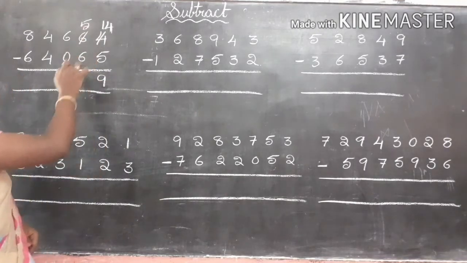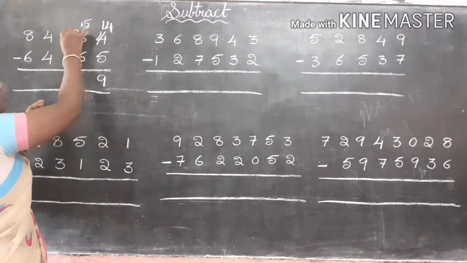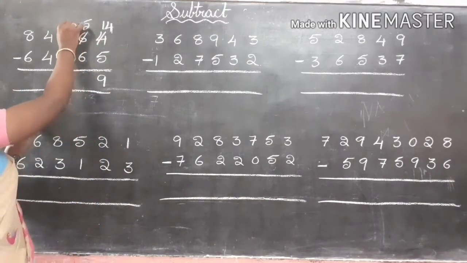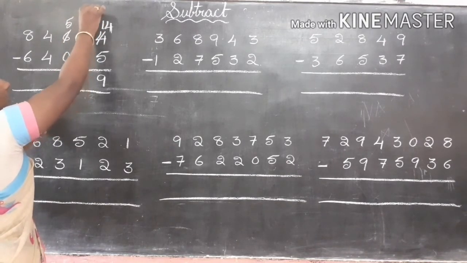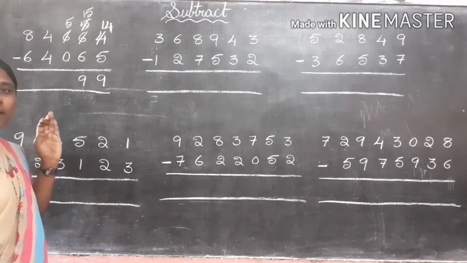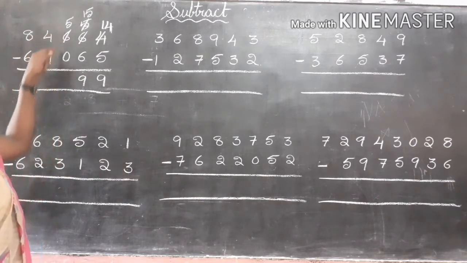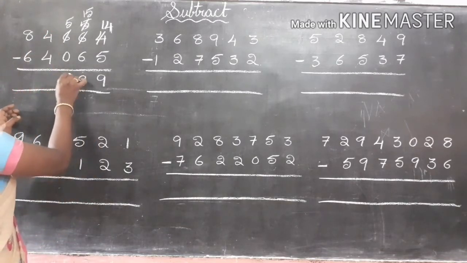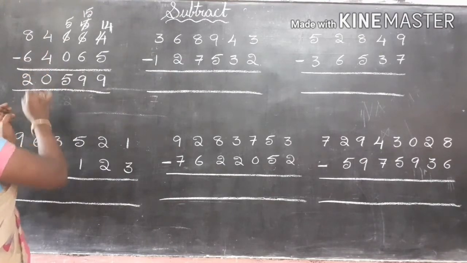Next here 5, 6. Is it possible to do the subtraction? No. So we have to take the borrow. When we take the borrow from here, it is 5. This 5 becomes 15. 15 minus 6, 9. You know the process of how to do it. Okay children, next. 5, 0, 5. 4 minus 4, 0. 8 minus 6, 2.